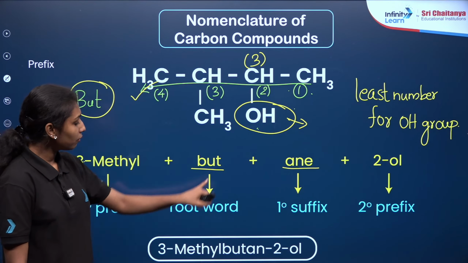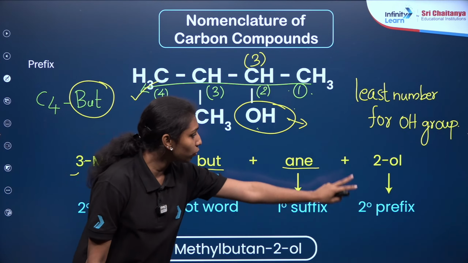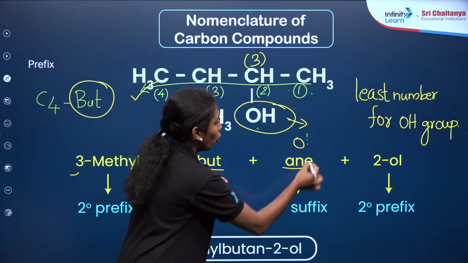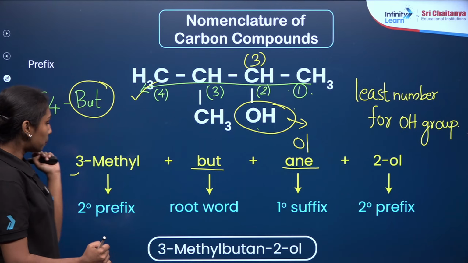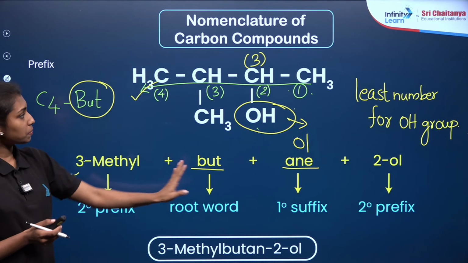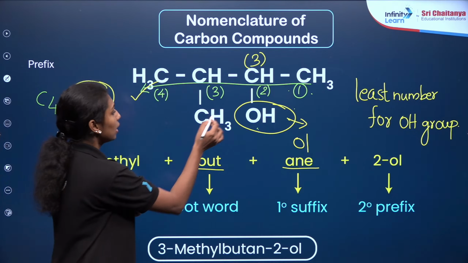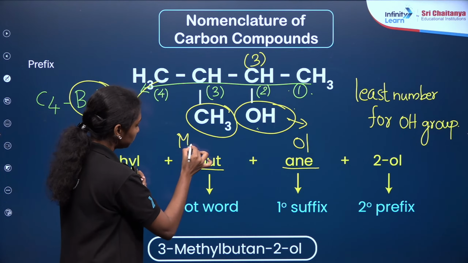So we got the root word, we got the primary suffix as ane because of the single bonds, and the secondary prefix is given as OH group, alcohol. So the suffix will be OL with the position at the second carbon atom. So it will be 2-ol. Then what about our prefix? Prefix means it will be any of the alkyl groups here. Especially in this case, it is the CH3 group, right? CH3 group is the methyl group.